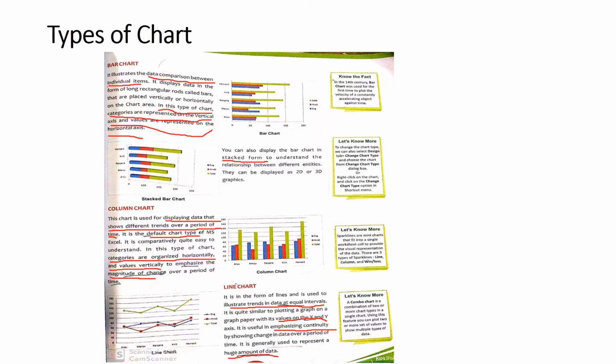Is this clear? Next one is the line chart. This is a variation of this column chart. What is the purpose of having a number of types of chart? It means we will select a chart which is easier for us and easier for others to remember and understand, depending on the data which is available to us.